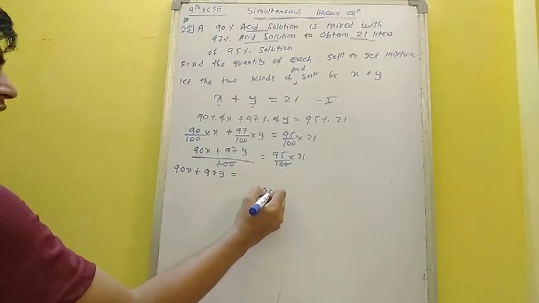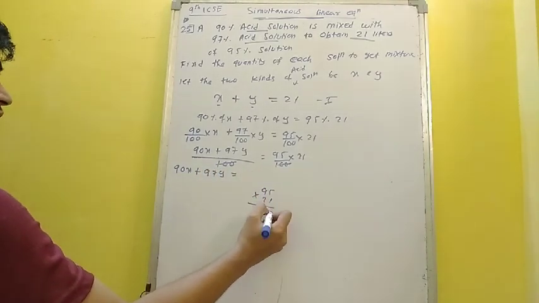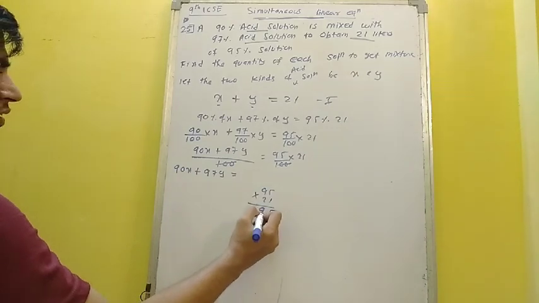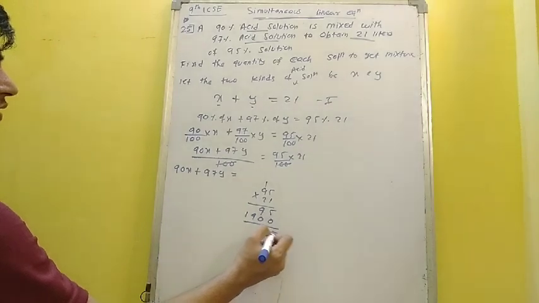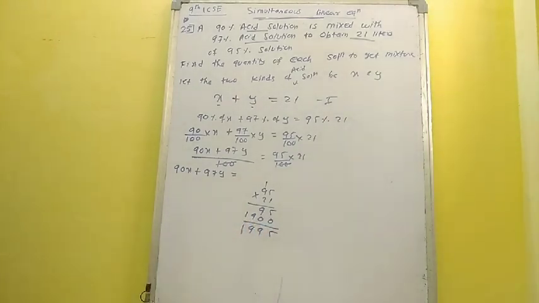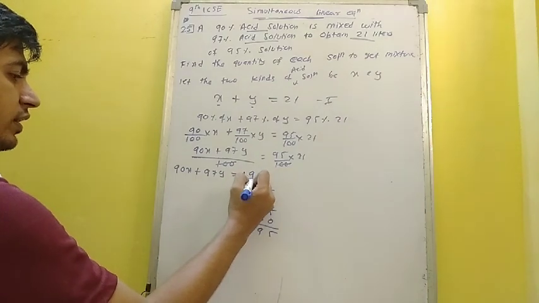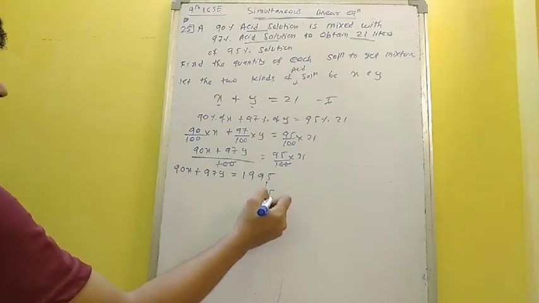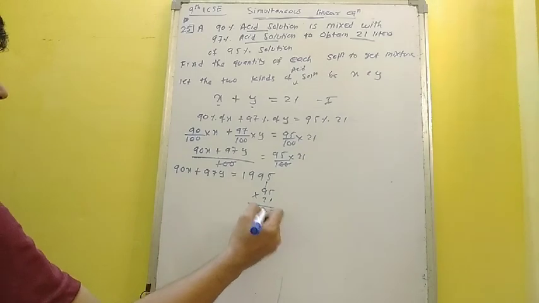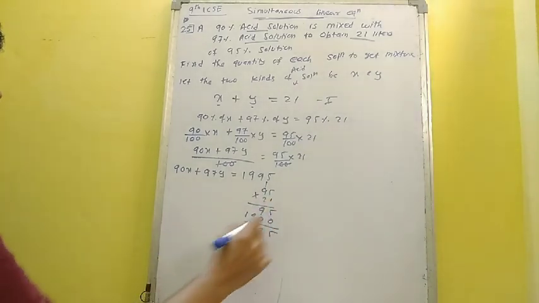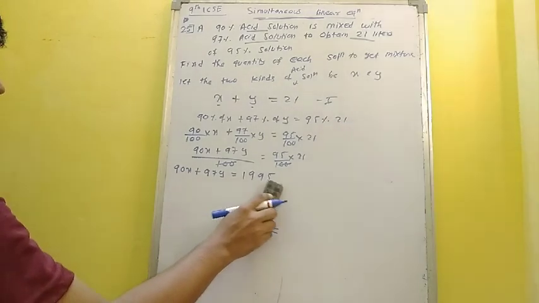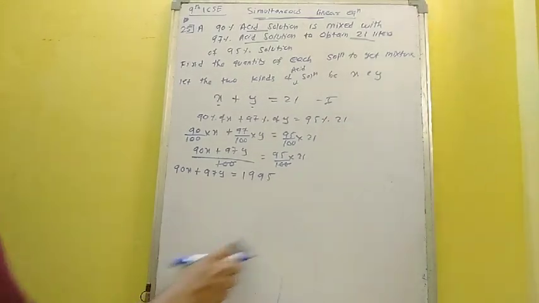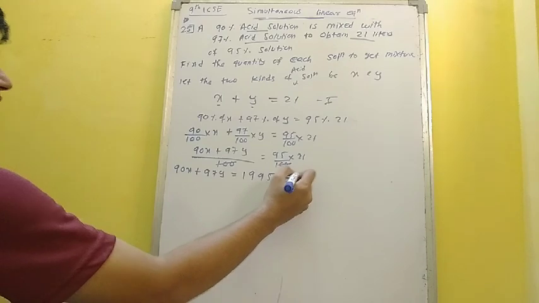is equal to 95 into 21. 5 ones are 5, 5 9s are 45, 2 5s are 10, 18, 19. So it is 1995. Okay, so this is my second equation.